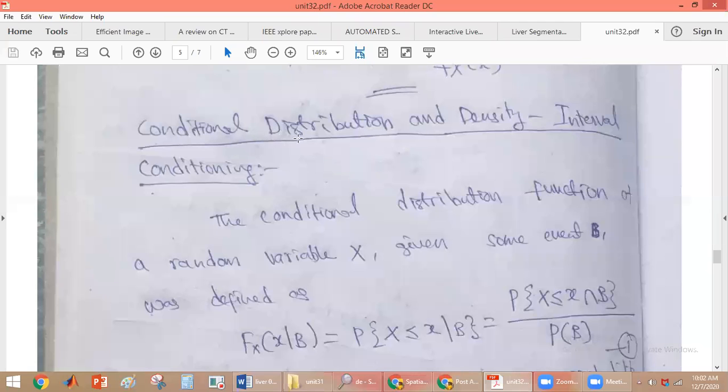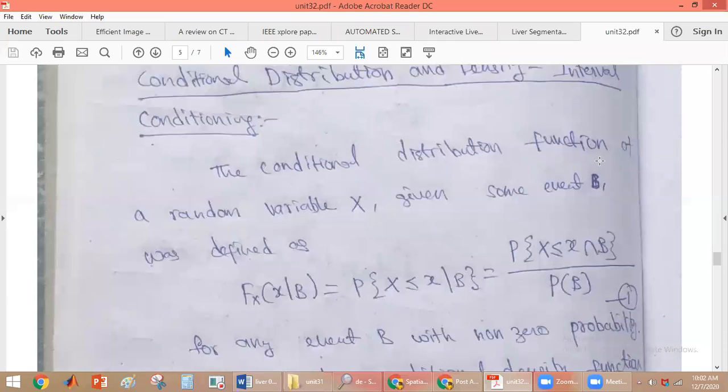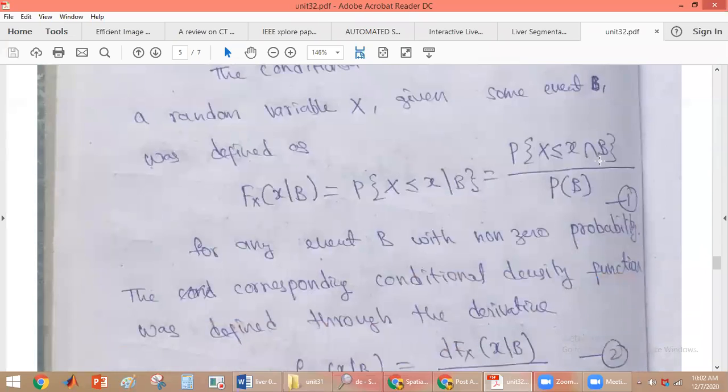So this is called conditional distribution and density function, interval conditioning. In the previous case, what was that? Point conditioning. So in interval conditioning, what is the y range? We have to take some range for the conditioning event. We have already discussed that.